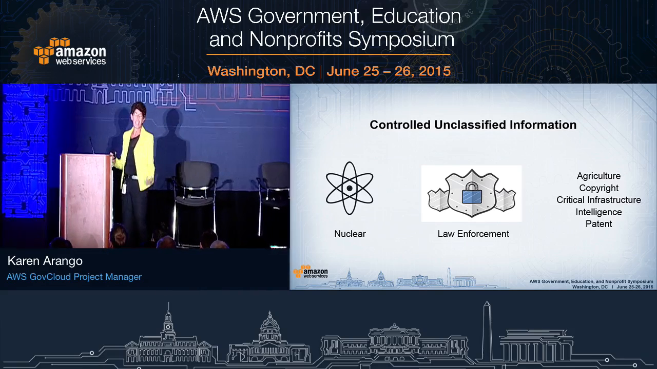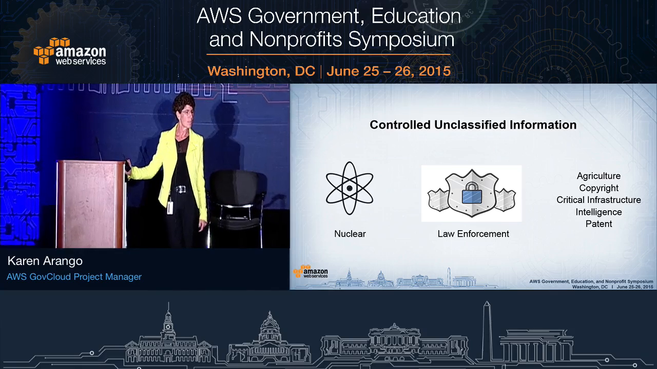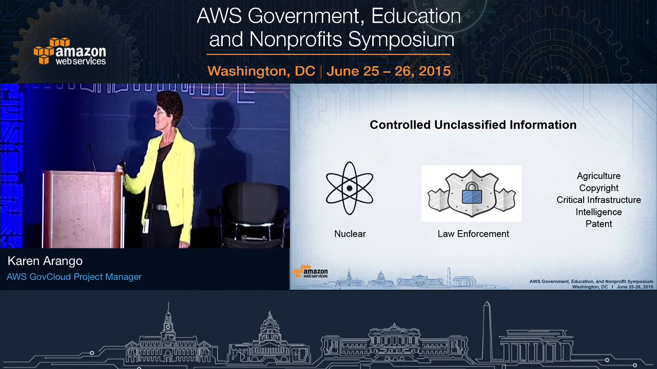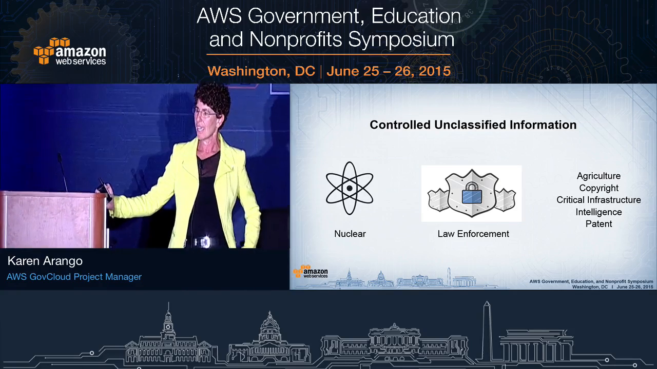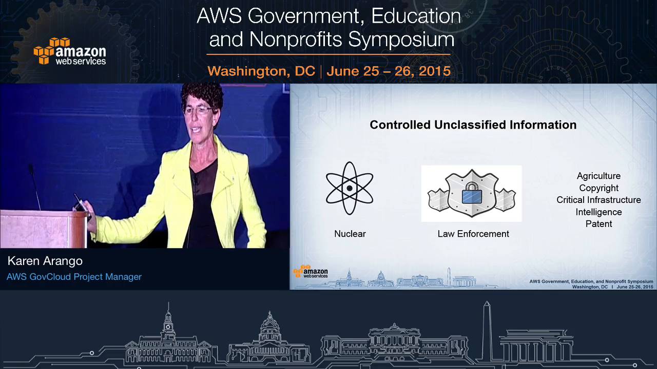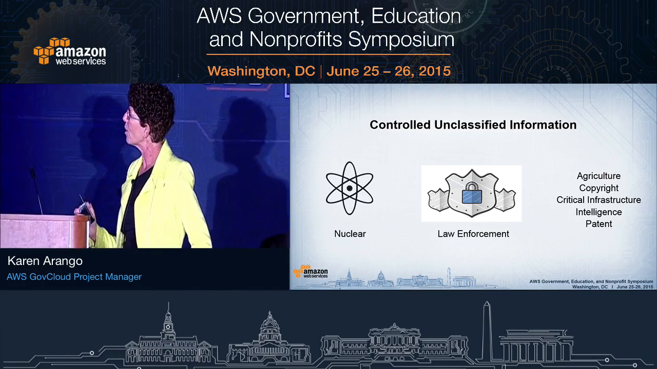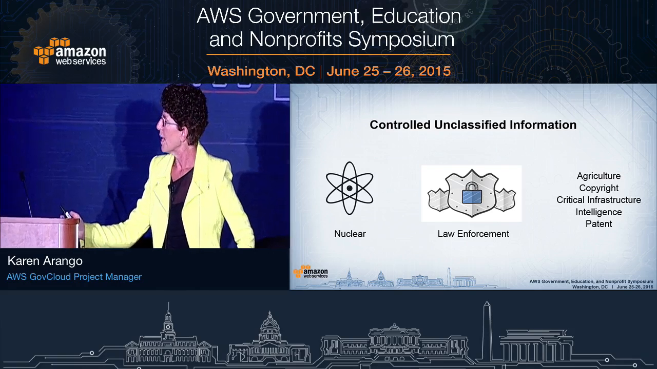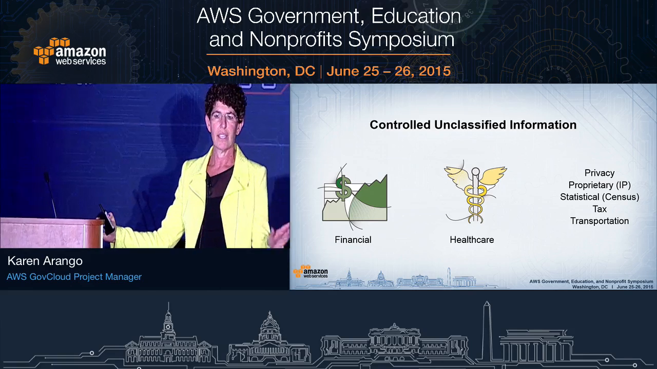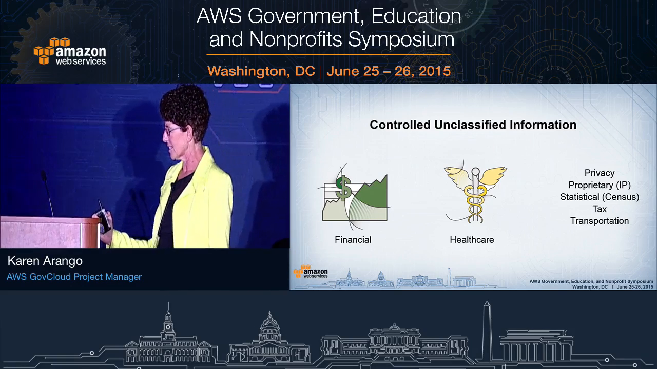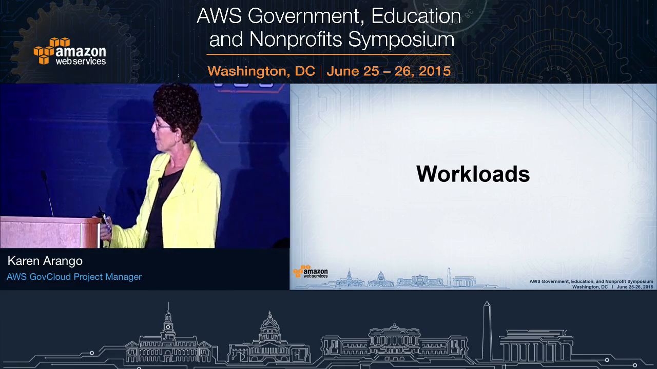All right, so cool, yeah, they're doing really cool things, and we want you guys to do just as cool things on mission critical applications as well. The GovCloud region was built to handle all kinds of regulated workloads, and we look at the controlled unclassified information in those workloads, like nuclear or law enforcement, agriculture, copyright. We have workloads from customers in all areas doing all things, financial industry, healthcare industry, IP, et cetera.